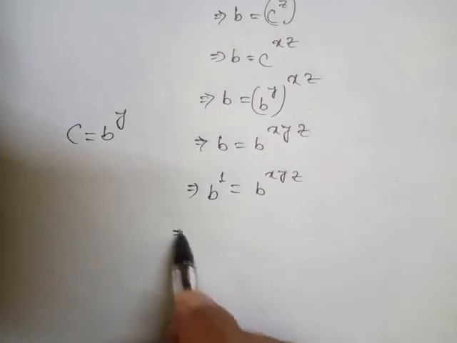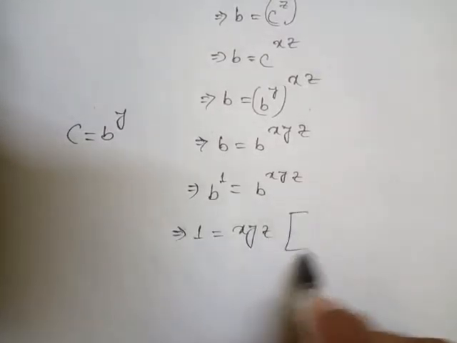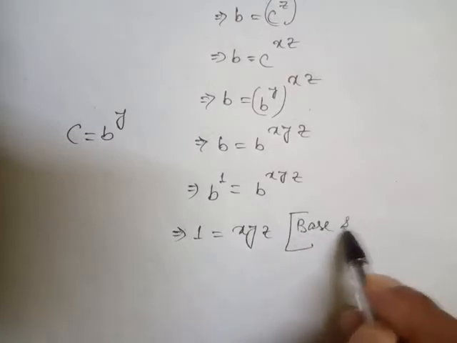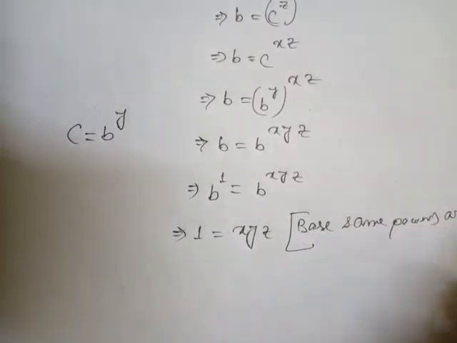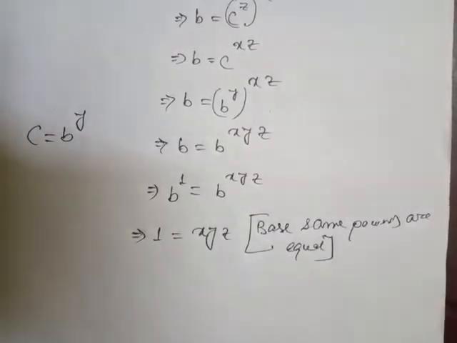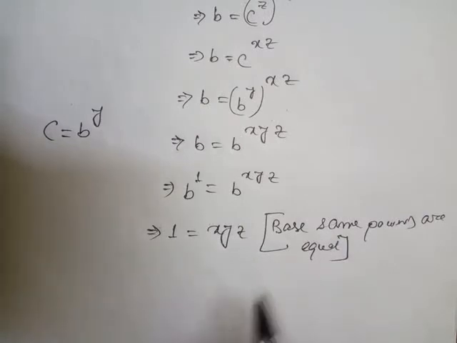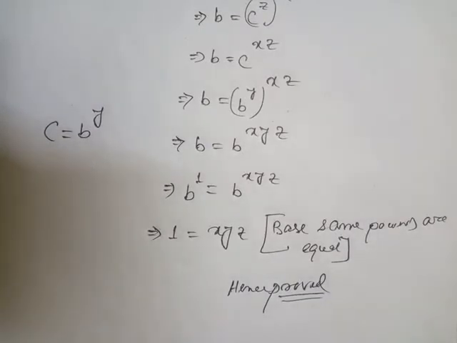So since base same, powers are equal, so we can write here 1 equals xyz. We'll write here base same, powers are equal. So this is the proof, hence proved. This is the question of 9 Roman 5.